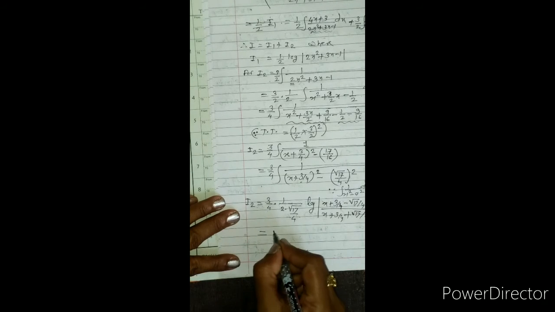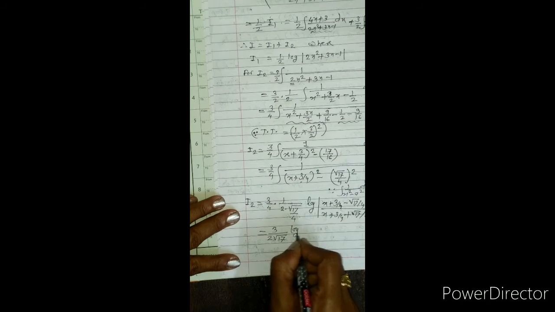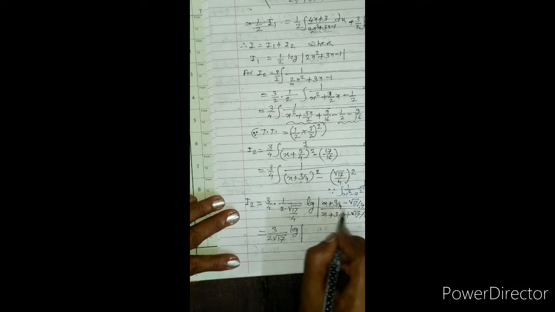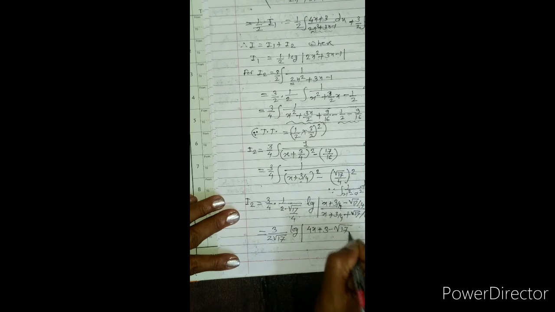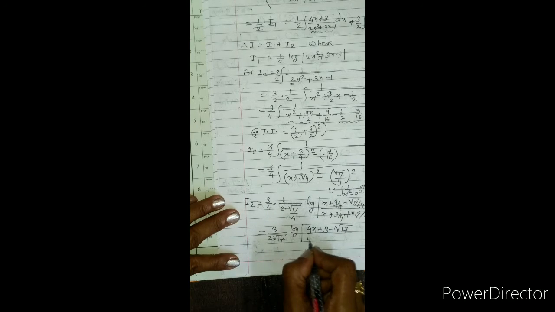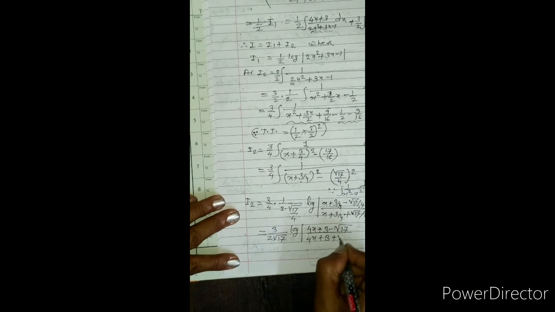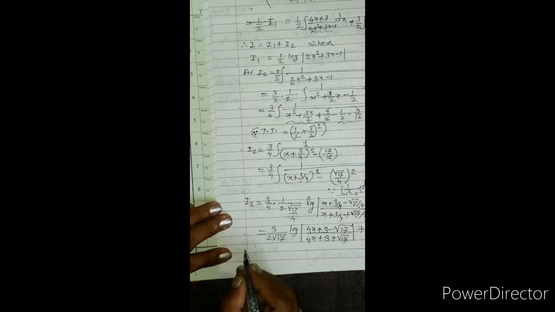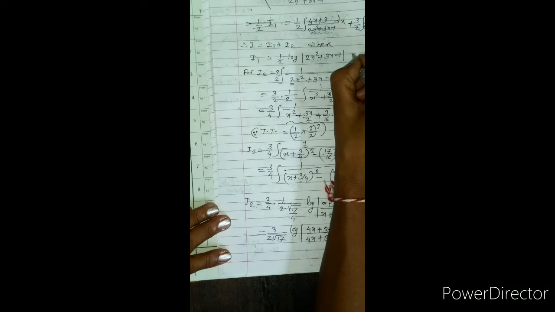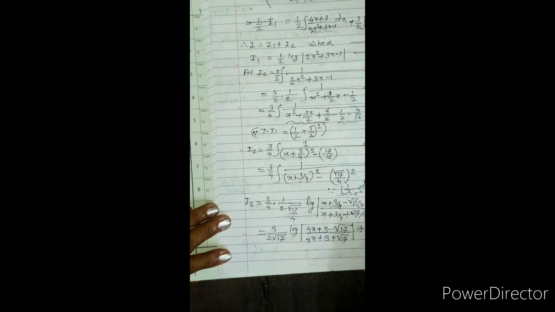Now for simplification, this 4 cancels with this 4. So we get 3 upon 2 times root 17 into log of the modulus of, taking LCM 4 and cross multiplying, 4x plus 3 minus root 17 upon 4x plus 3 plus root 17. Both numerator and denominator have LCM 4, so that can be cancelled, plus the constant c. So the first expression is for I1, and this is the second and this is the third integral.